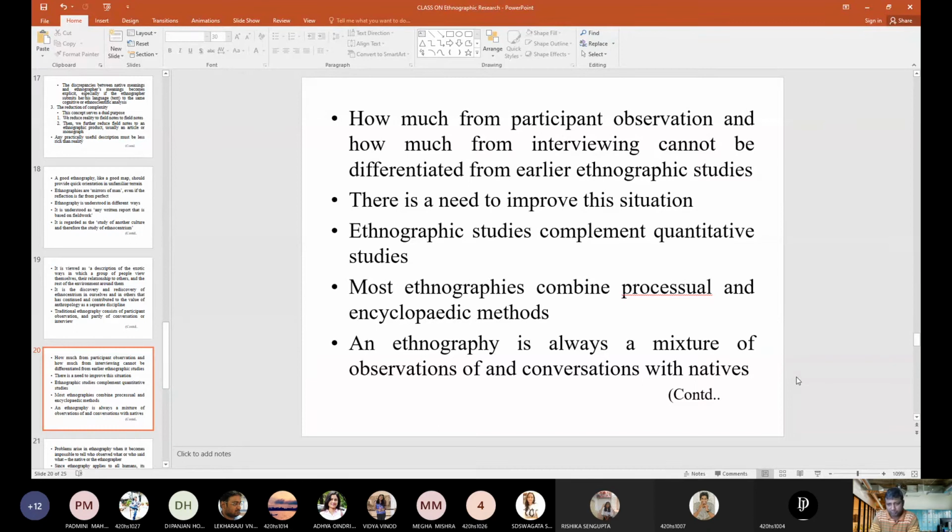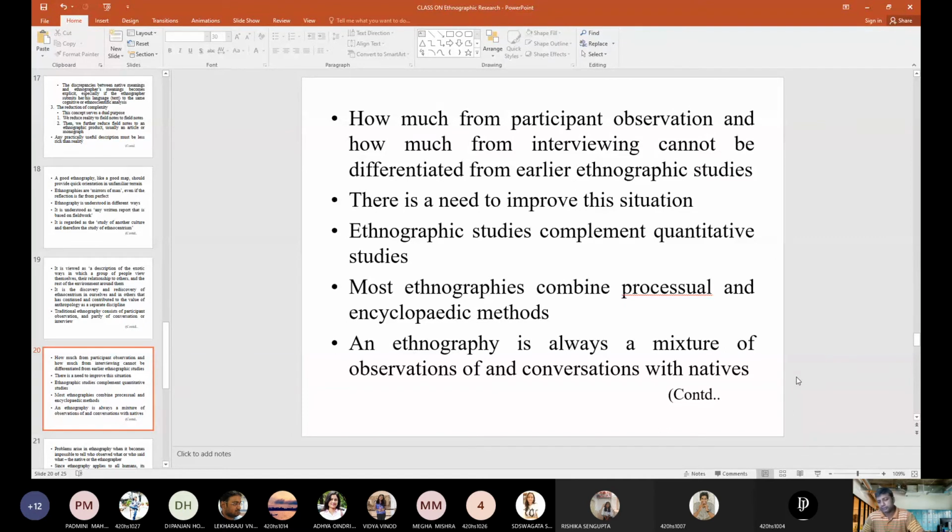It is not a kind of substitute completely, but it is a complement to the qualitative studies. Most ethnographies combine the procedural and encyclopedic methods. So mostly in ethnographic research, we follow the combination of procedural and encyclopedic methods generally used for collecting the information. And ethnography is always a mixture of observation and conversation with the natives.